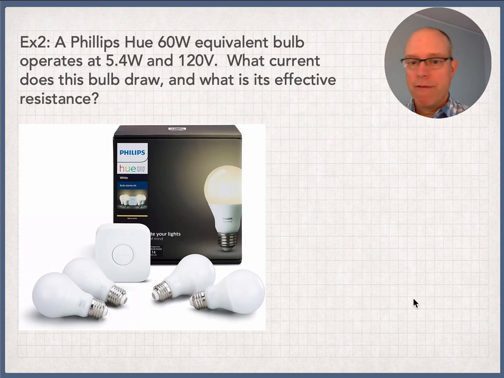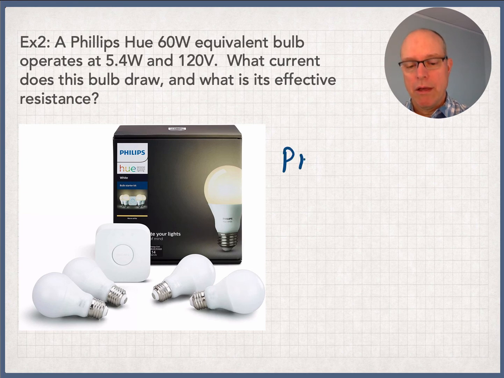Finally, my favorite device of the last 10 years probably is this one right here, the Philips Hue. It produces the light of a 60-watt light bulb of the old variety, and yet it draws 5.4 watts. So pretty cool. Has saved a lot of electrical energy and a lot of climate change gases from having to be made. So how much current does it draw?